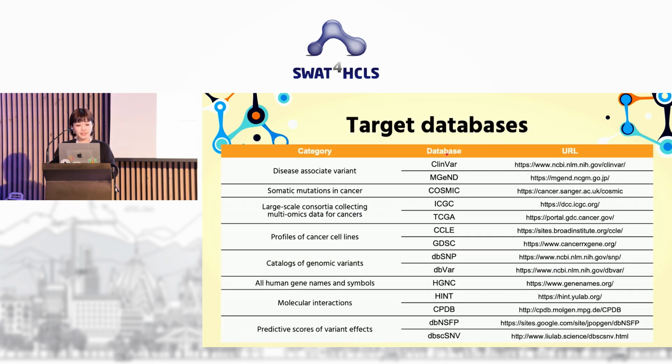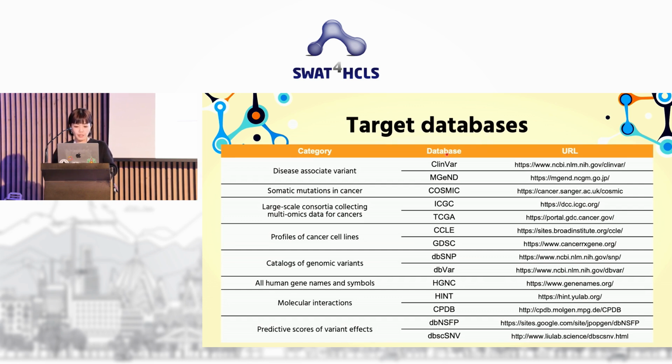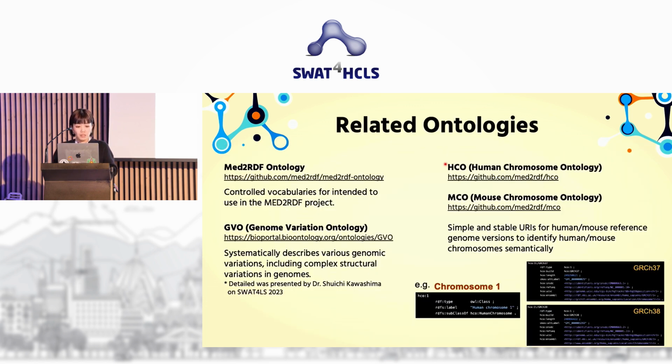Here is a list of databases we have targeted for now. They include ClinVar, which provides information about disease-associated genomic variants, and also databases related to cancer and predicted scores of genomic variant effect. In working with these databases, we have also organized the necessary ontologies.